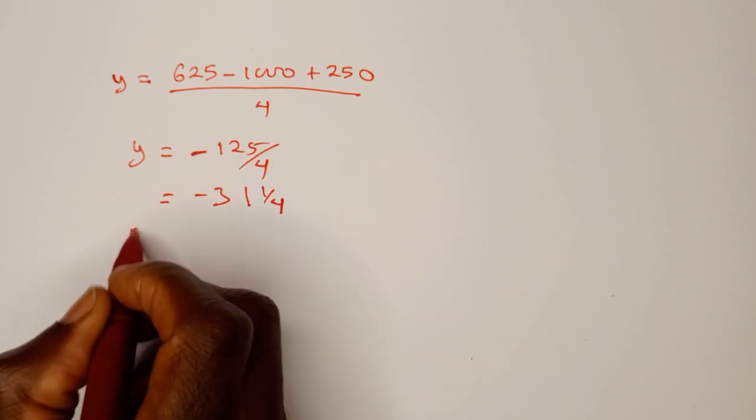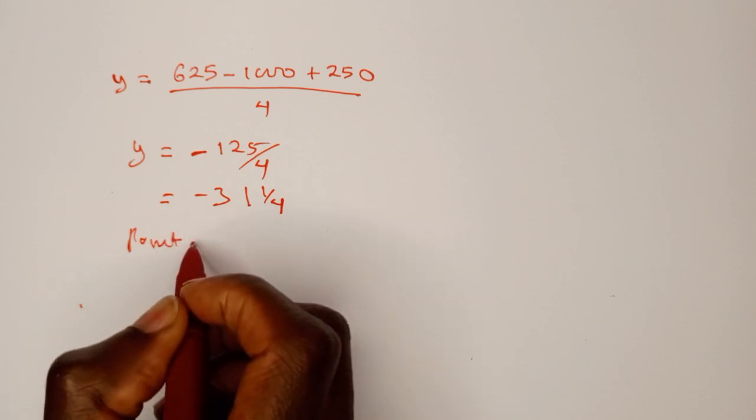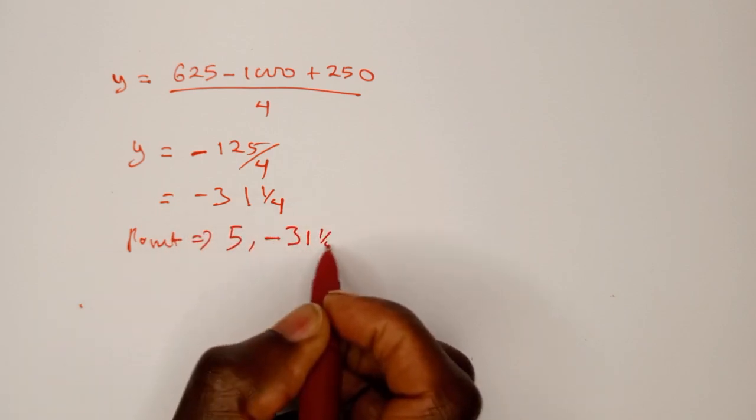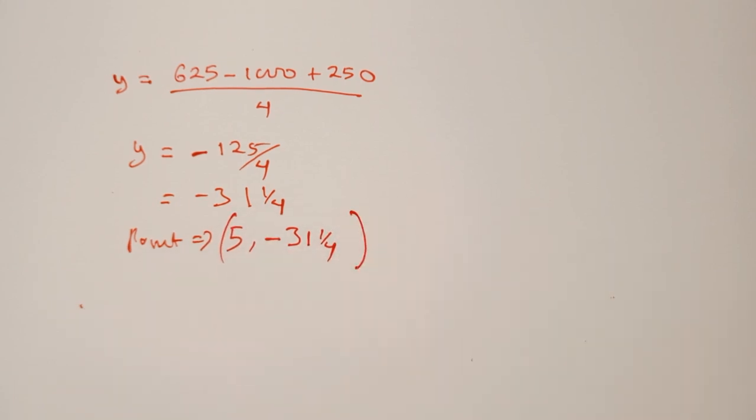So our point when x is 5, our point was 5, negative 31 1 over 4, and that is how you get the points when you're given dy dx.